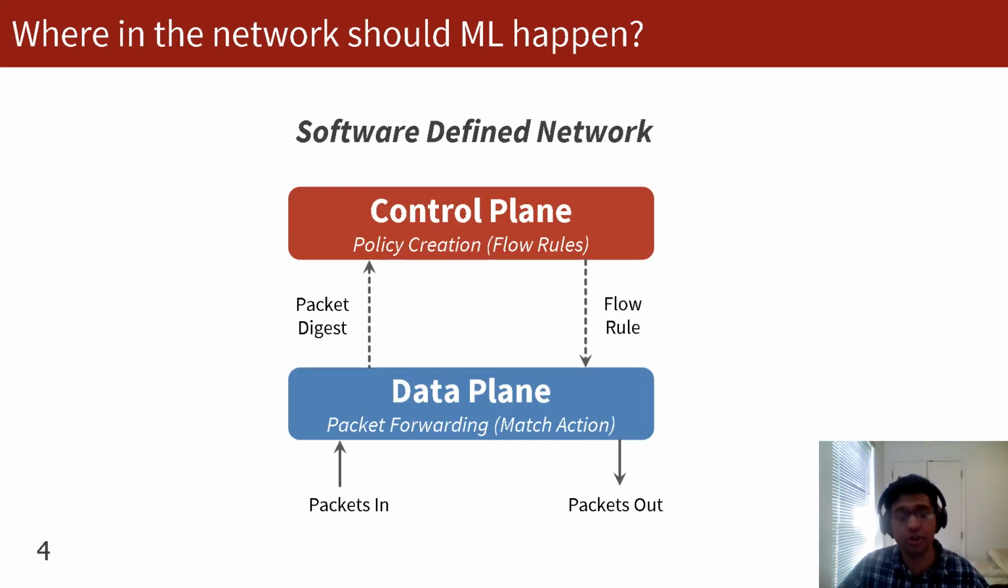If we want to add machine learning into the network, we need to figure out the best place for it to live. In a typical software-defined network, the network is split into the data plane, which is responsible for packet forwarding via the match action abstraction, and the control plane, which is responsible for policy creation through flow rules, which dictate how the data plane should handle packets. So where exactly does ML fit in here?